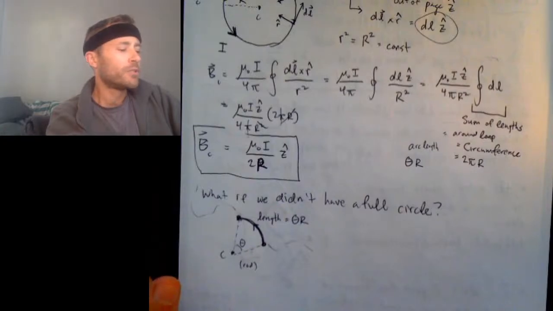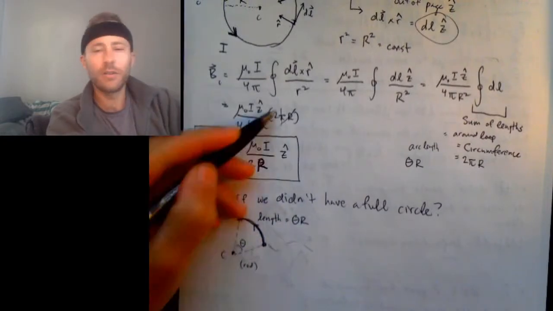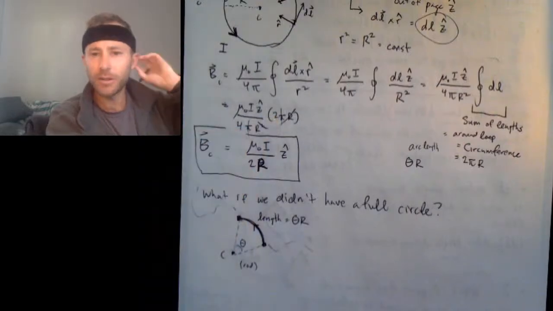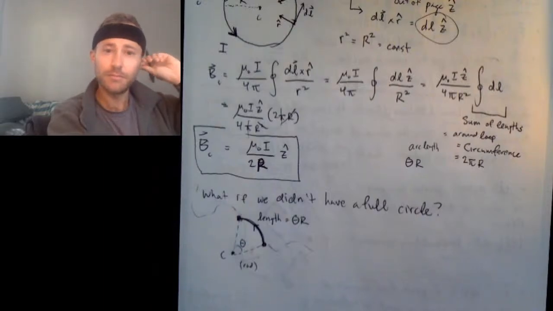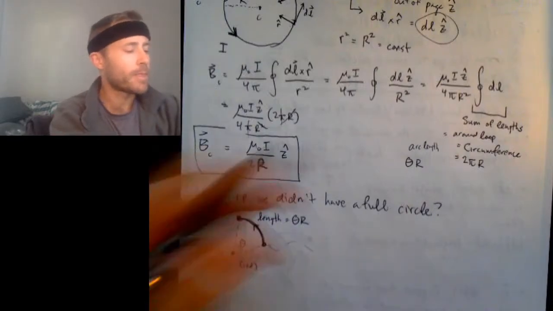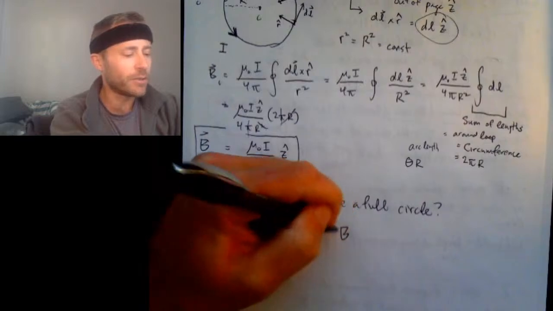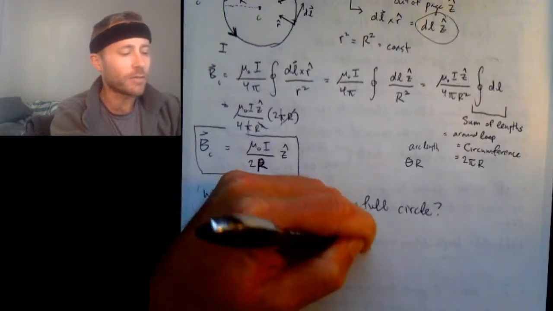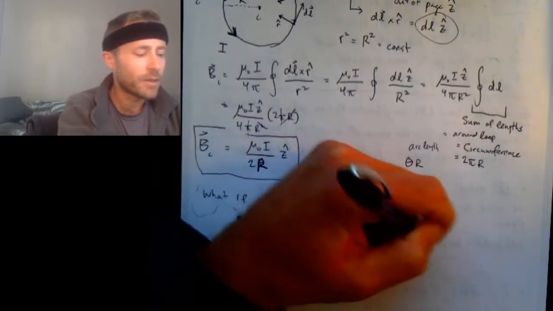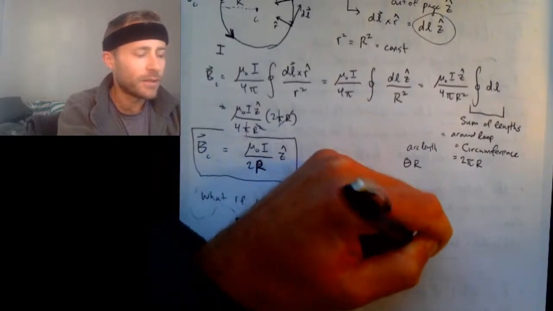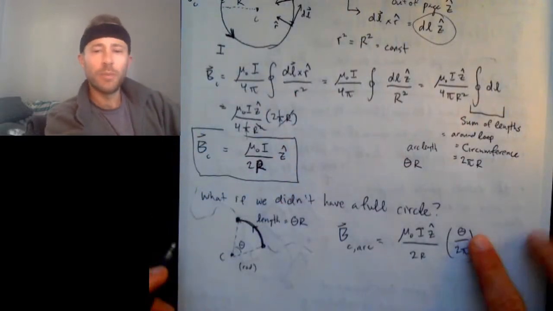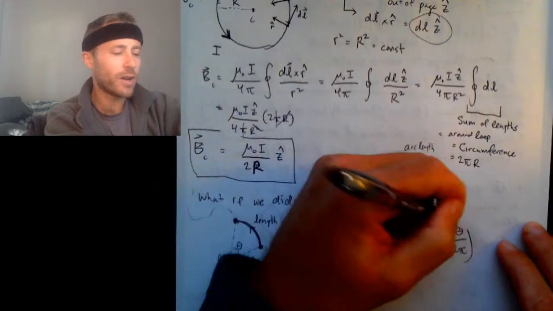So if you plugged in theta r right here, what you would get is that the magnetic field at the center for an arc is going to be mu naught I z over 2r times theta over 2 pi. So this is basically the fraction of a whole circle you have.